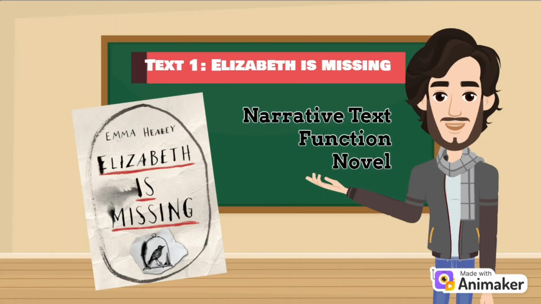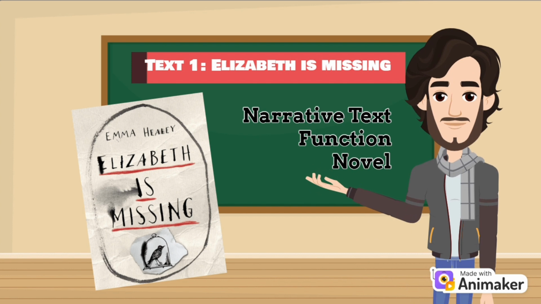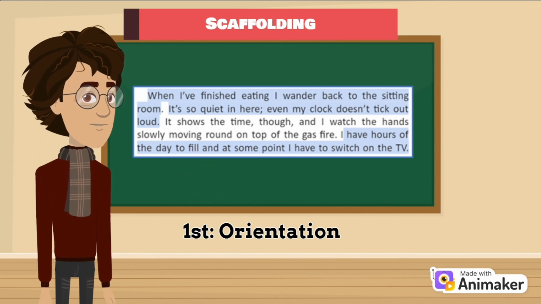This is a narrative text with the function of telling a story in the form of a sequence of time and events. In this case, it's the first chapter of a novel called Elizabeth is Missing, about Maud, an old woman with Alzheimer's, and her friend. The scaffolding is the architecture of the text.